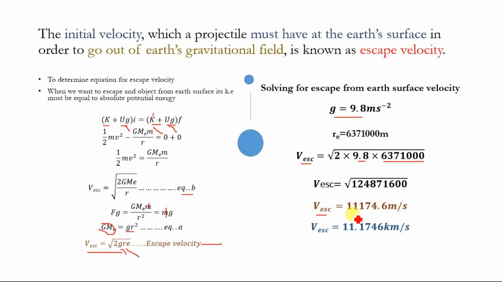which is the escape velocity for an object from Earth's gravitational field, which means if an object is thrown with a speed of 11,174.6 meters per second, it will escape from the Earth's gravitational field. In terms of kilometers per second, the v escape is 11.1746 kilometers per second.